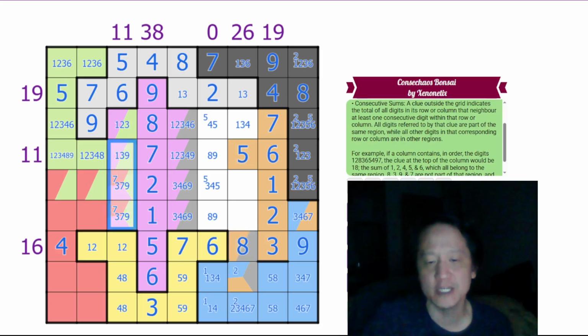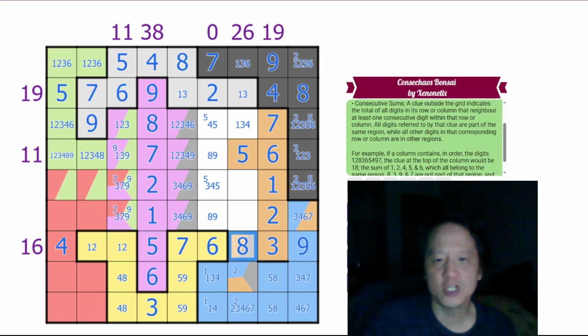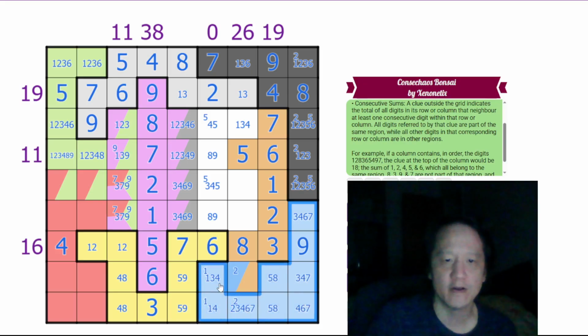And orange is the other set. So this must be orange, which means it can't be gray. One of these is orange then. And actually, we need all of the oranges to be here. So this cannot be orange. This has to be blue. That forms a 9 set of blue, which means this can't be blue.